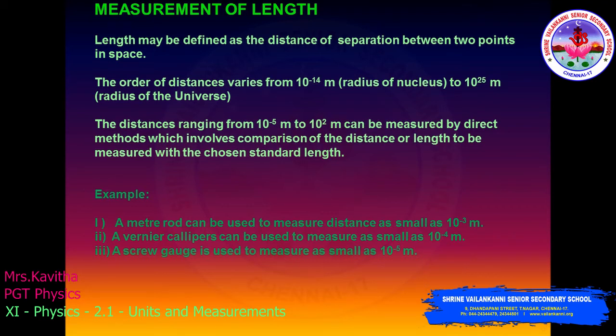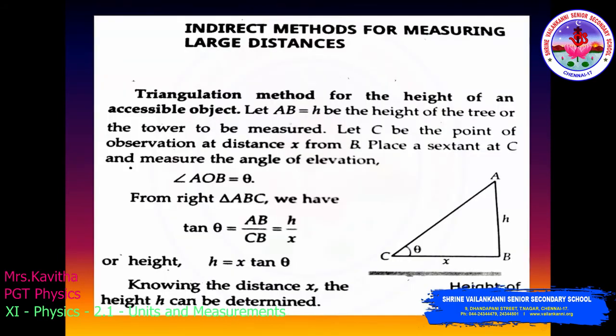These are all the different devices we are using. So for very small distances or very large distances we are using indirect methods. So what are indirect methods for measuring large distances?